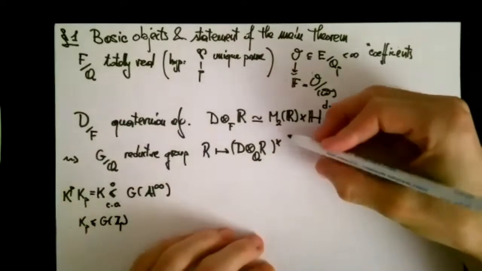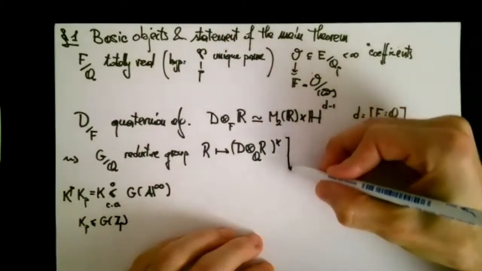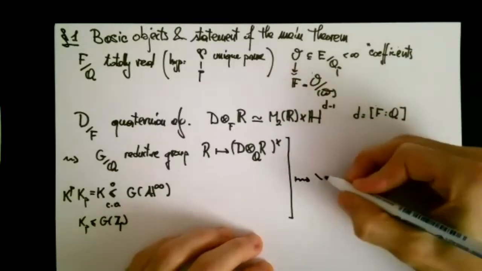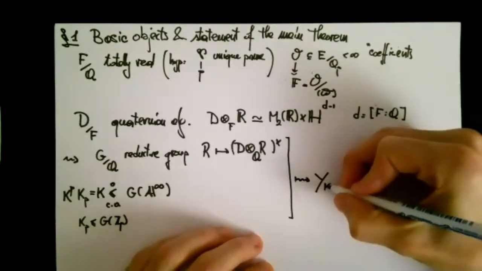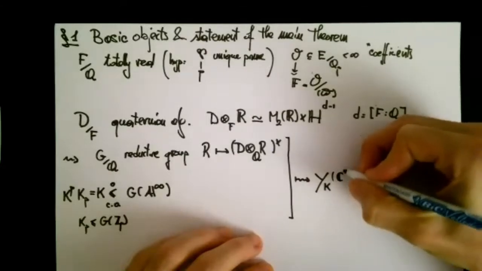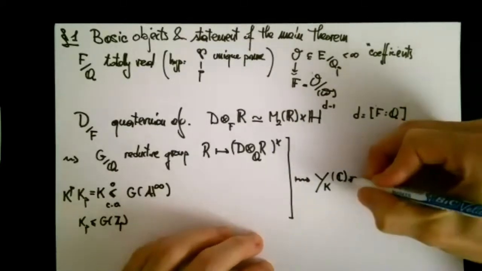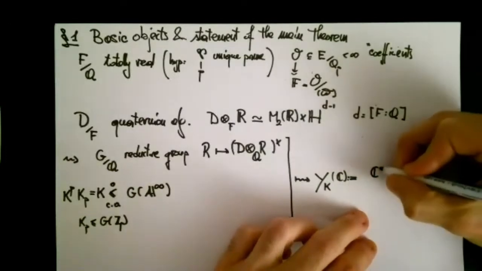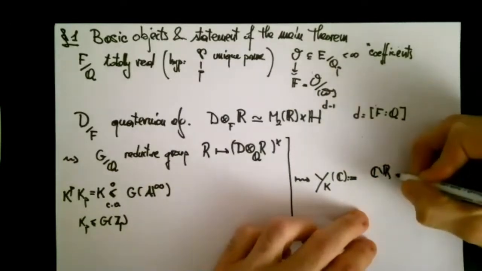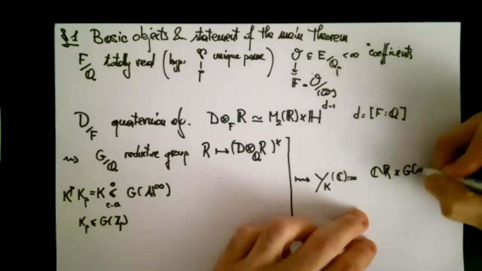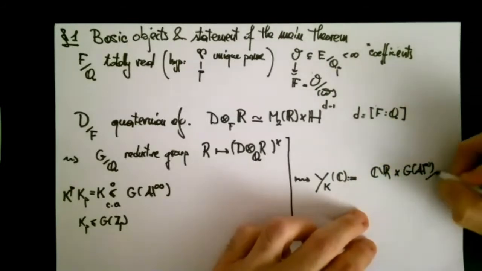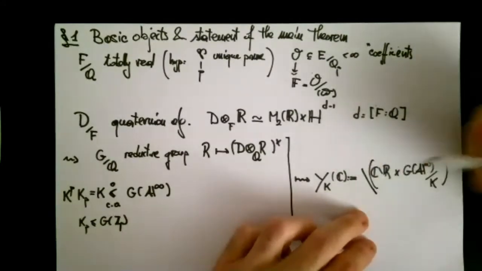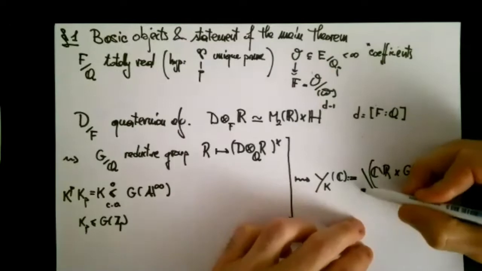Okay, so to this data, we can associate the following object. So the double coset, Y_K, C. I will use this notation. So this by definition is what? So I consider C minus R times the finite Adels mod K, and this is quotient via the diagonal action by GQ.